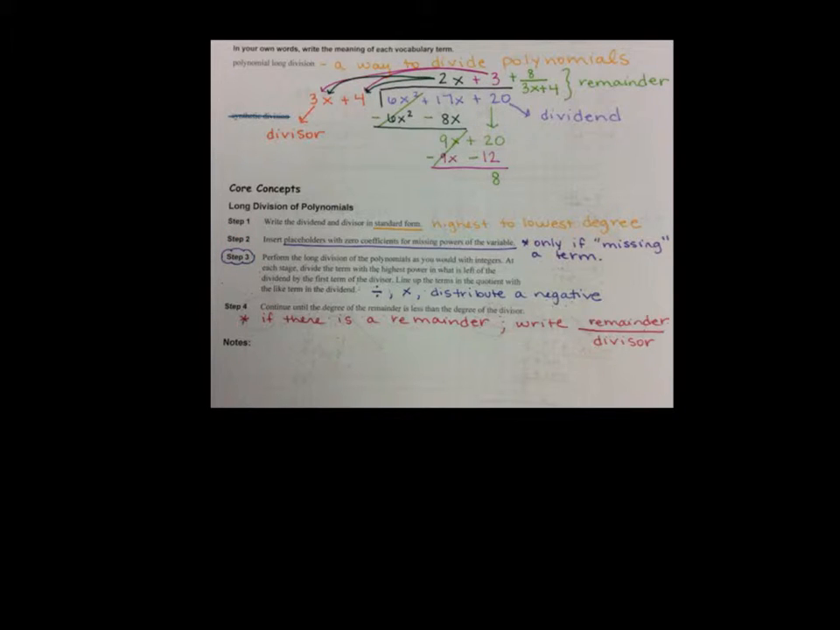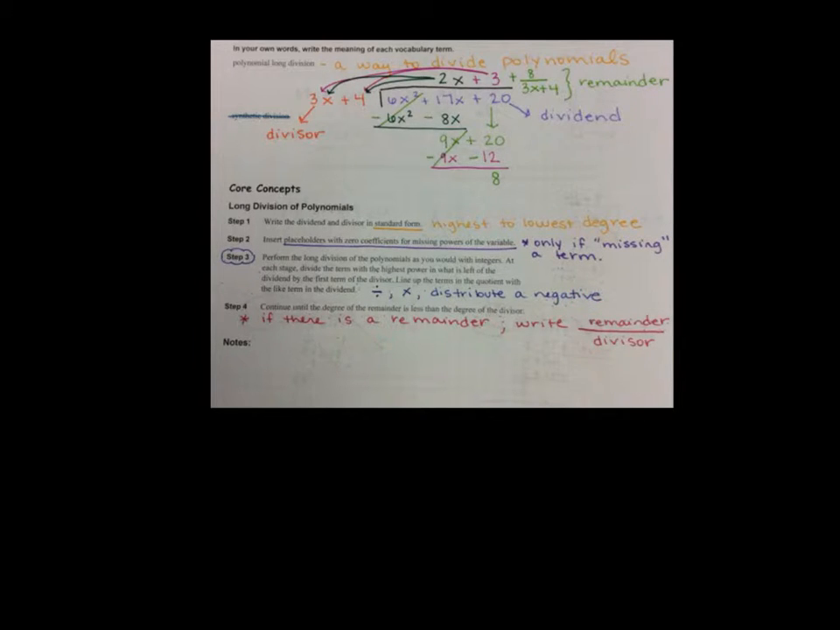Step 2 is to put placeholders with 0 coefficients for any missing powers of the variables. So in the example that we did on that day 1, we didn't have anything missing. But on day 2, we talked about that missing term. So like if there wasn't an x in my dividend, I would put a 0x right here as a placeholder so that when I'm doing my division, I can have everything lined up. Step 3 is to perform that long division, just like you would if you were dividing integers. So the steps that we kind of wrote down for you to remember are divide, multiply, distribute, and negative.